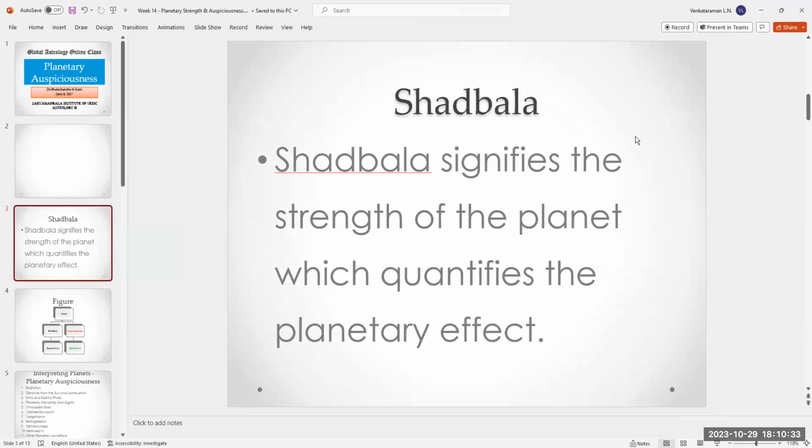Shadbala. Shadbala signifies the strength of the planet, which quantifies the planetary effect. So Shadbala is referring to six parameters for measuring strength. That is the meaning of Shadbala. Now I'll go to the next one.